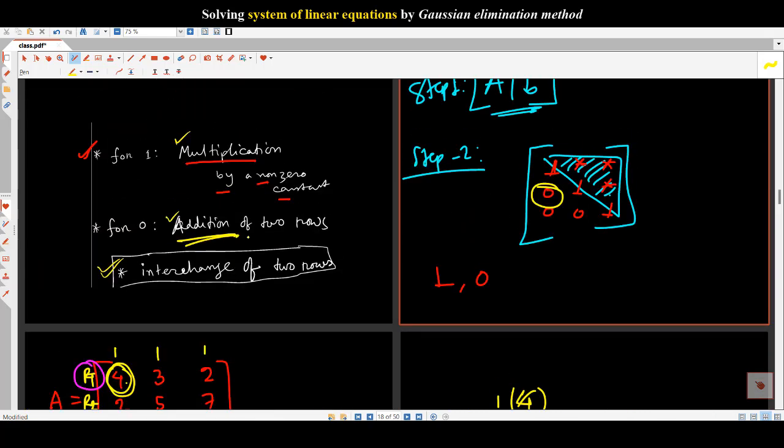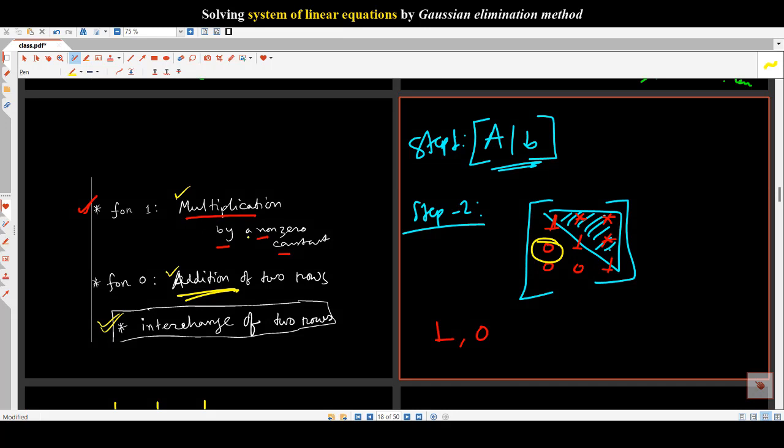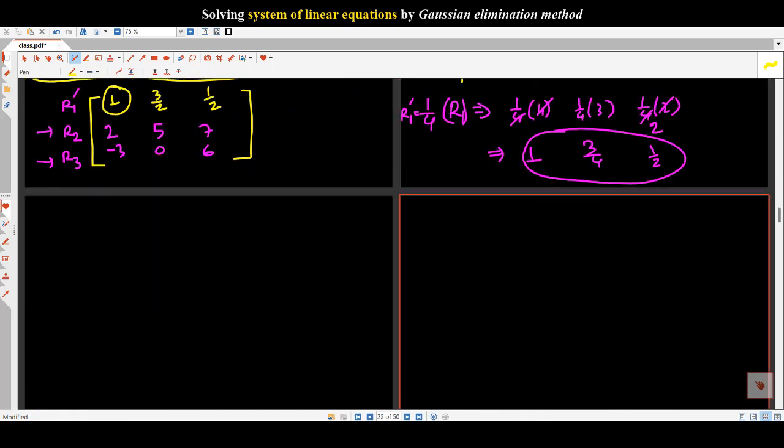So this is how you can find 1 in any entry. Now suppose your target is to make 0. For that, multiplication is not allowed. Multiplication by a non-zero constant can be applied, but the main thing is you can only get 0. Any entry or any element in a matrix can be converted to 0 by addition of 2 rows. So let me describe this one also.